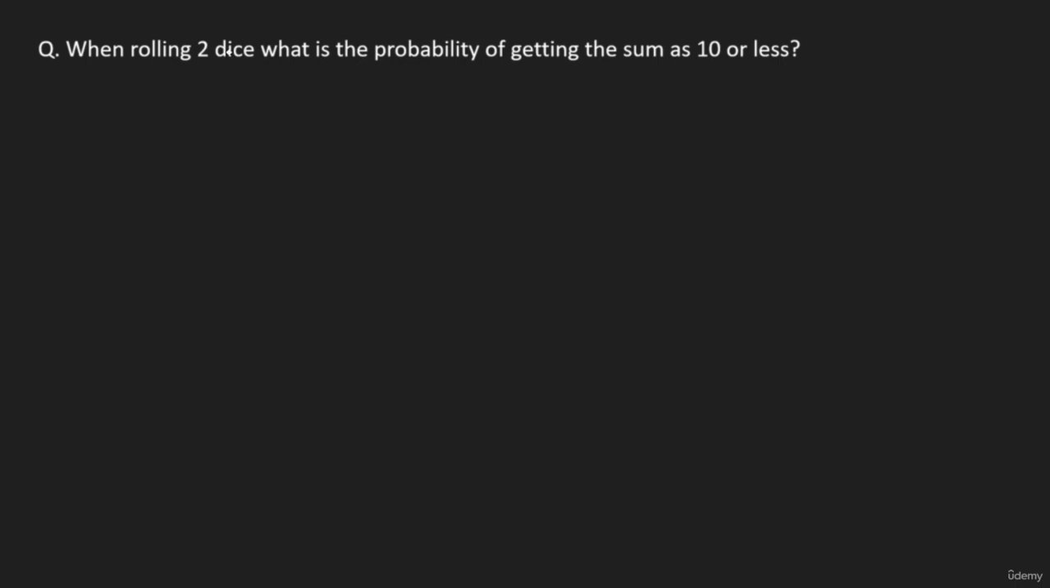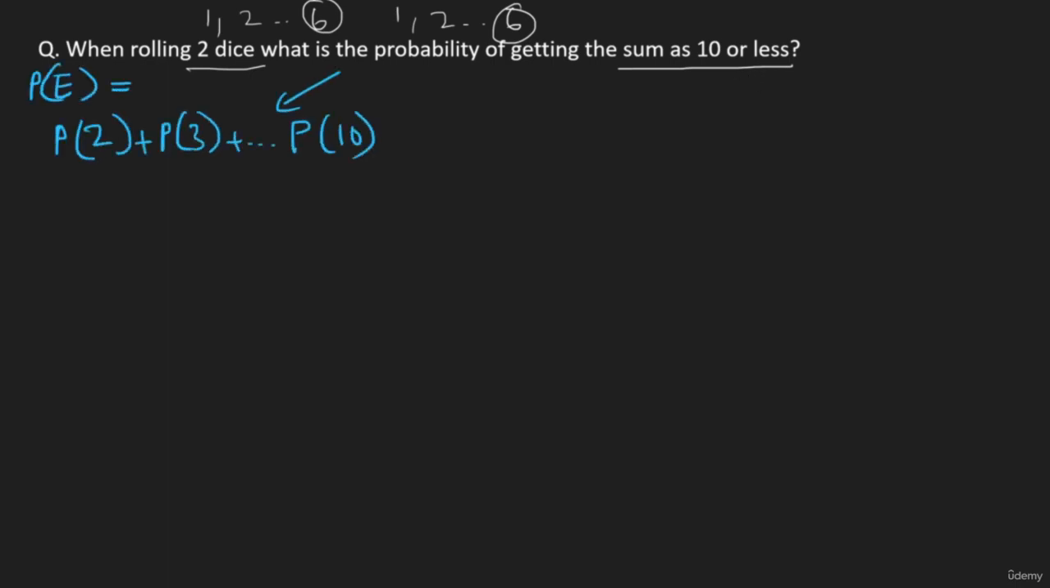Let's do it together. Over here, 2 dice are rolled, right? So in each die, you can get any of the outcomes, that is 1 up to 6. So the least sum you can get is 1 plus 1, which is equal to 2. And the greatest sum that you can get is 6 plus 6, which is equal to 12. Now, we need to find the probability of getting the sum as 10 or less, right? So that would be the probability of getting the sum as 2 or 3 up to 10, right?